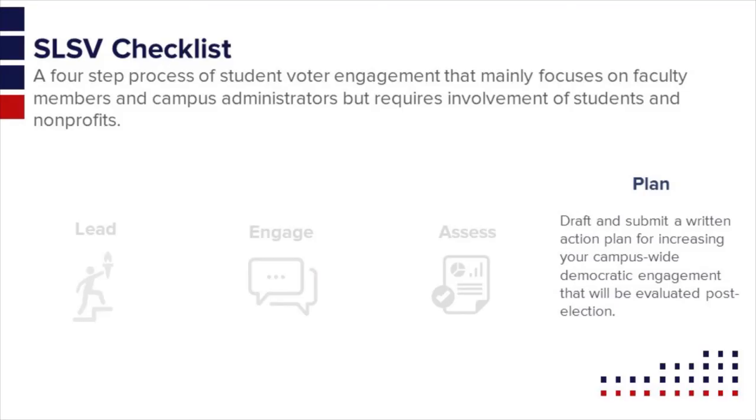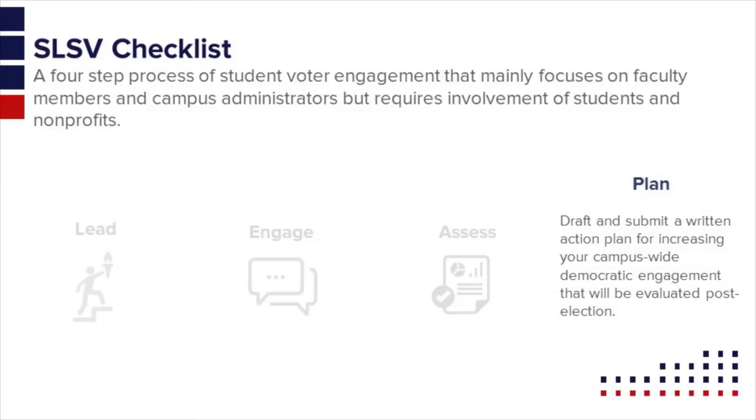Finally, and what we'll spend most of the time talking about today is the fourth step in the SLSB checklist, the planning piece. So once you're equipped with a leader, you have a coalition of diverse stakeholders on board as well, and you have data to inform your efforts. Next, you need to write a plan. So that's where the Democratic Engagement Action Planning comes in.